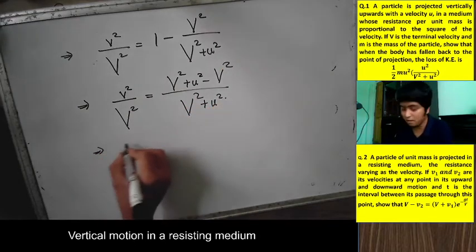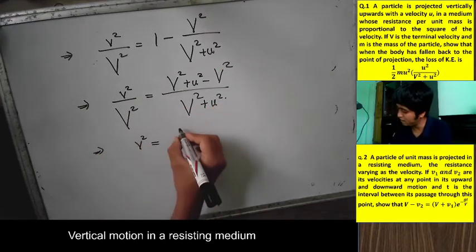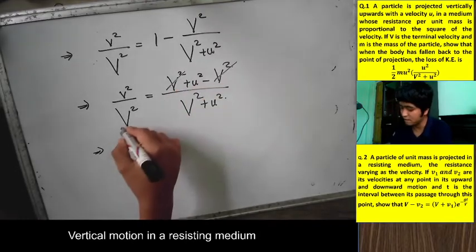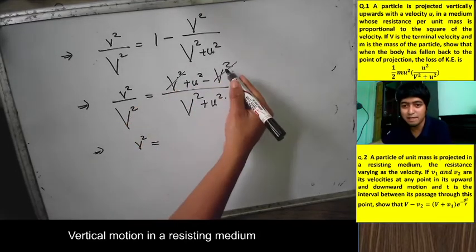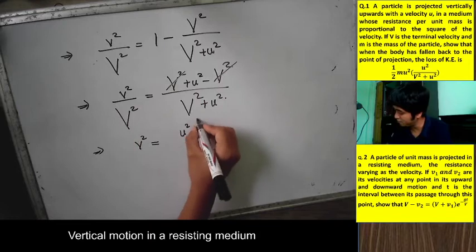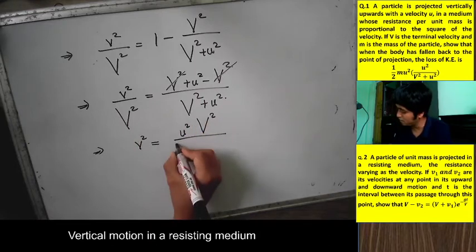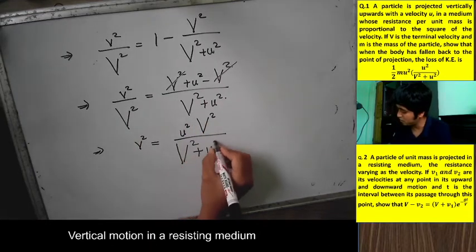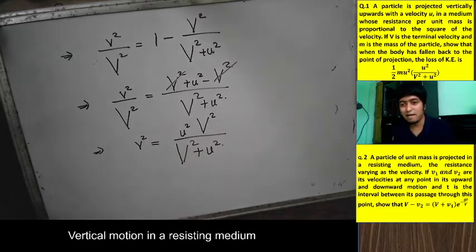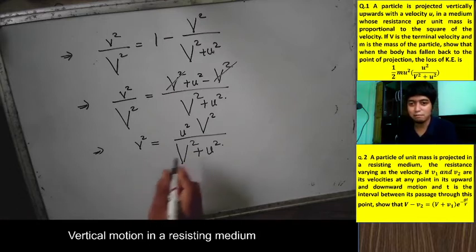So ultimately we are having that v square. This one will get cancelled. Take this one to the right hand side. We will be having u square capital V square plus u square. So we have obtained v square. So this will be done.